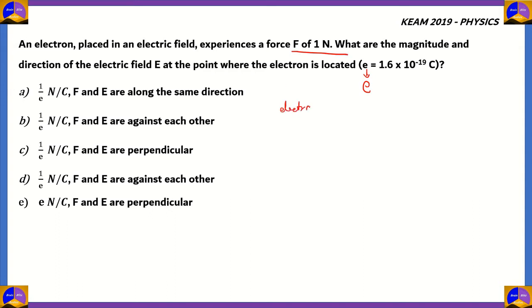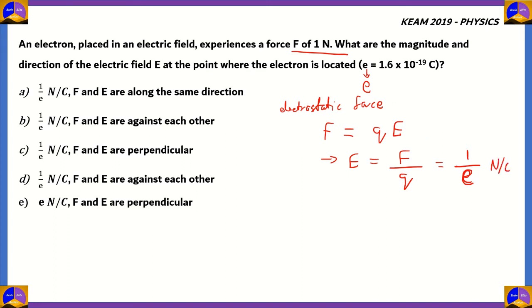Now, electrostatic force, which is the force that's present in this question, is related to electric field by the formula F equals Q times E. So therefore, you'll get electric field as equal to F divided by Q. Here, F is 1 Newton, and the charge is the charge of an electron, which we can represent as e. So 1 by e Newton per coulomb is the magnitude of our electric field. As you can see, options A, B, C, D all contain the same magnitude. Option E, e newtons per coulomb, is incorrect.